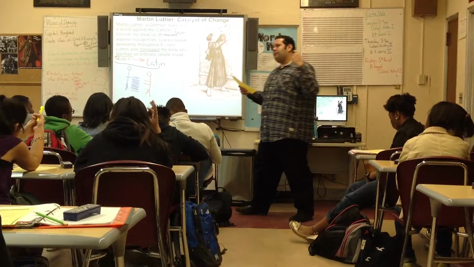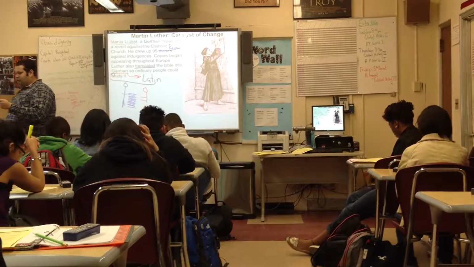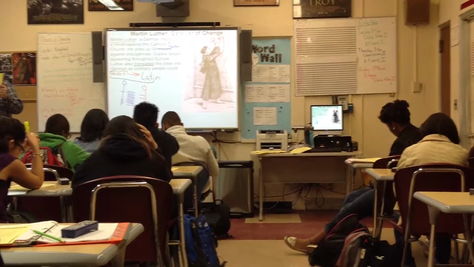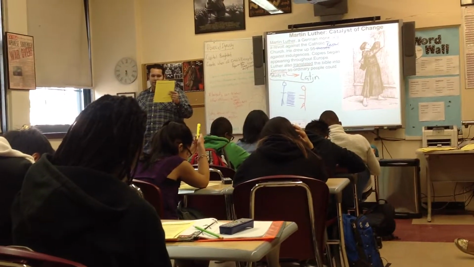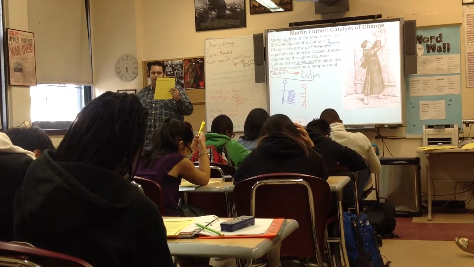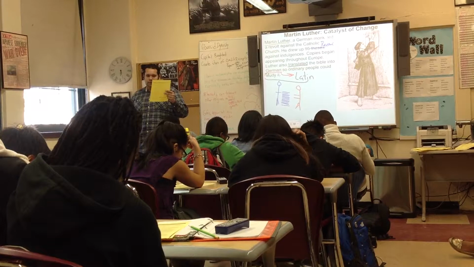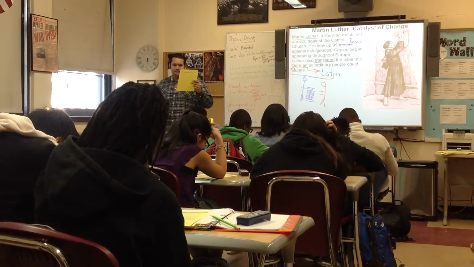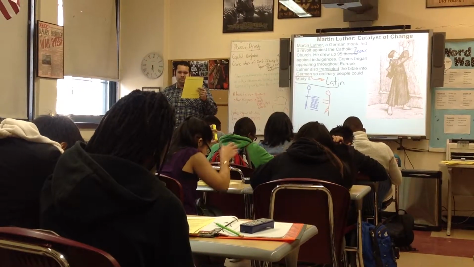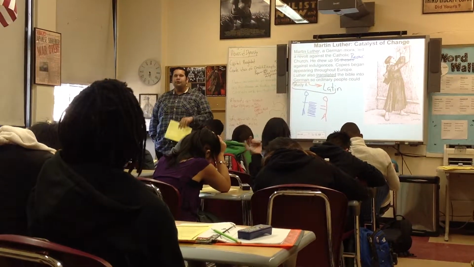Jesse, which one do you want to read? 86. Man, he's going way down there. Okay, go ahead and read 86. Why does not the Pope, whose wealth is today greater than the richest, build just this one church of Saint Peter with his own money, rather than with the money of the poor believers? Beautiful. Thank you, Jesse.